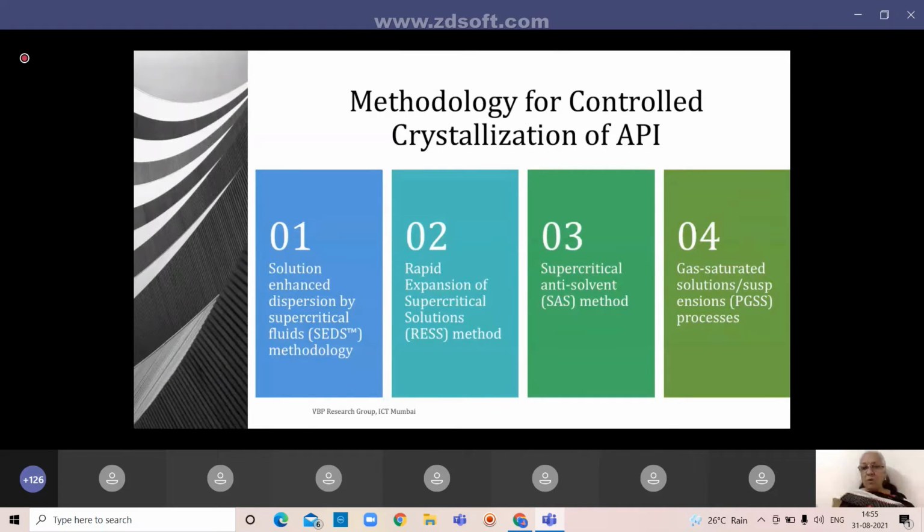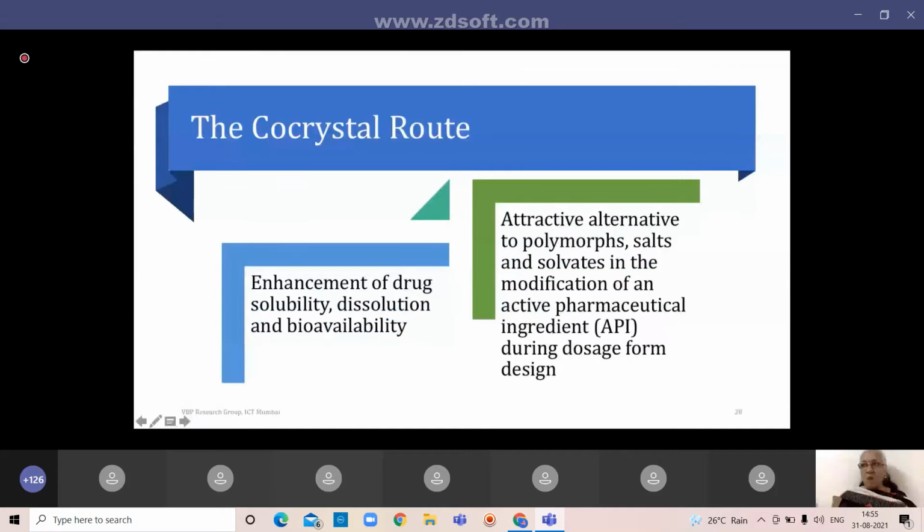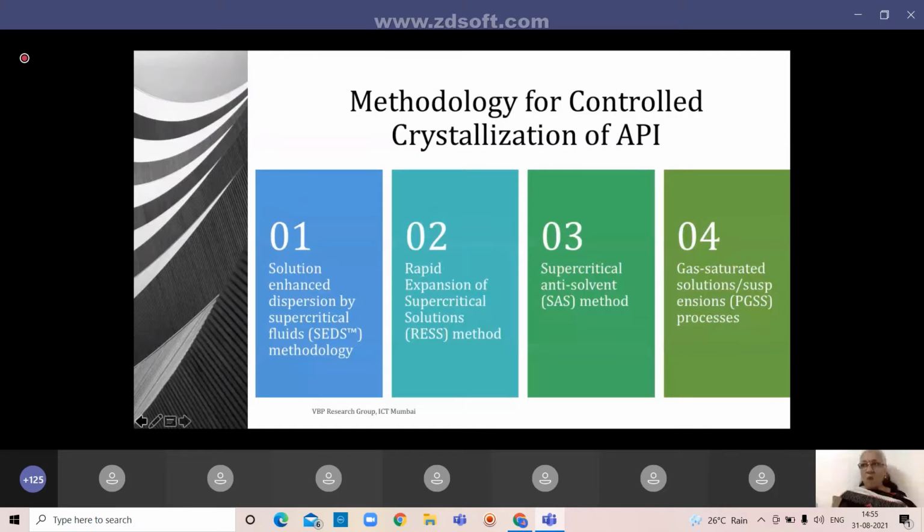So in case of SAS, you're dissolving your API in a solvent and using supercritical solvent as anti-solvent to throw the crystals out. Same way you can use gas, or you can use certain surfactants along with any of these combinations. So what I have tried to give you by this particular slide is you can control crystallization in the way you wish. The usual methodologies, all of you are aware, which you've been using. But you can use API along with a small amount of any other material which acts as a stabilizer and use these techniques.